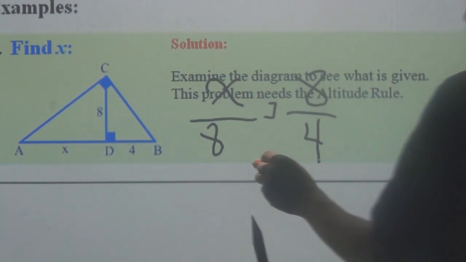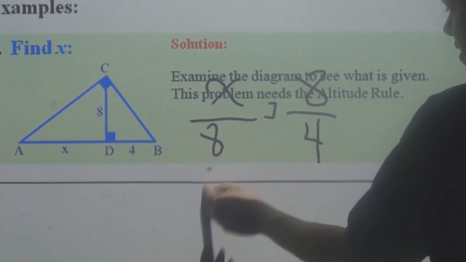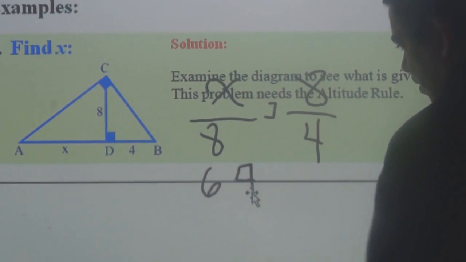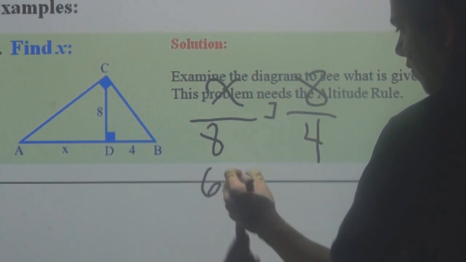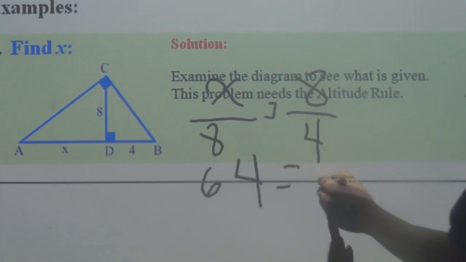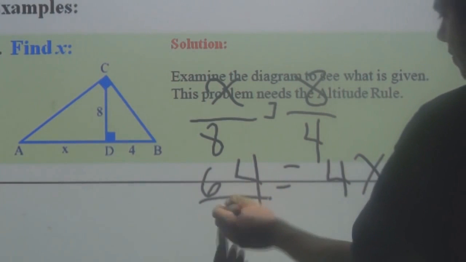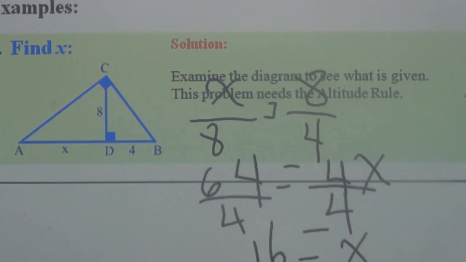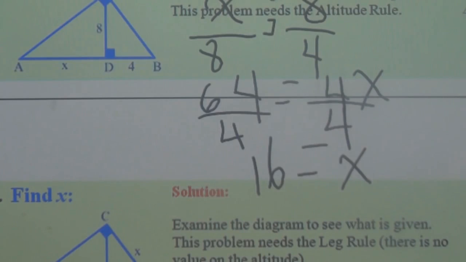Now we'll cross multiply. So I get 64. What the hell? That doesn't look like a 4. Okay, 64 equals 4x. Now I divide by 4, and I get x equals 16. That's what you get.